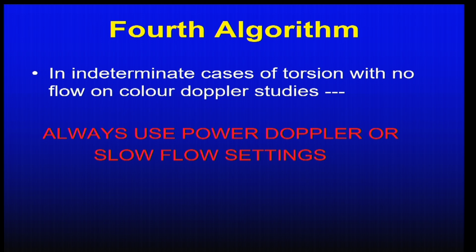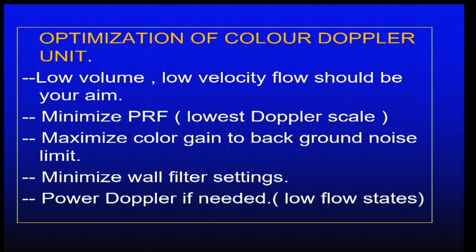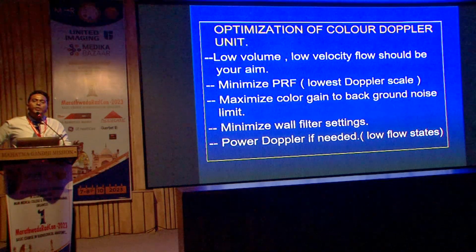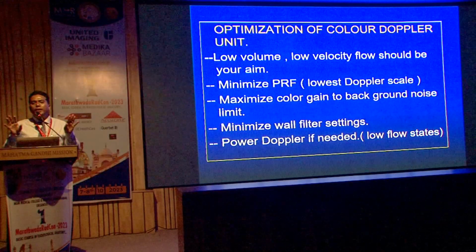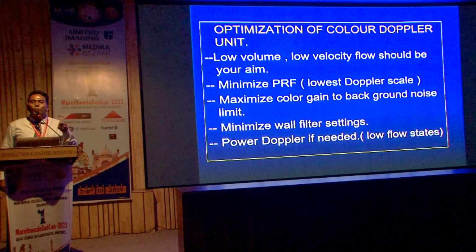Then in any indeterminate case, especially when you are in the gray zone of whether this testis is torsed, detorsed or not torsed, and you are not getting flow on your normal color Doppler, power Doppler is always your savior, because it can pick up even the minutest low flow. You switch on your power Doppler and you get this. As I was telling you, you need to set your machine to those settings where you want to do color Doppler of the testes. Your aim behind this whole thing is to pick up the minutest flow within the testes.